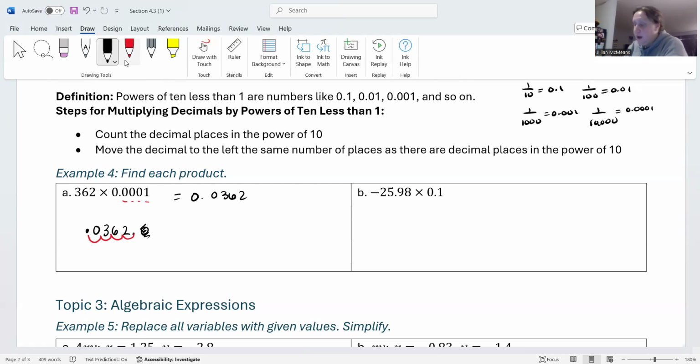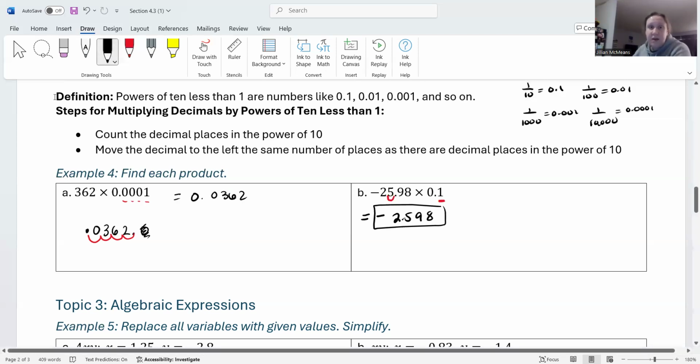Now, finally, for part B, we have negative 25.98 times 0.1. Now, if you multiply a positive and a negative, that's always going to be a negative. So this is going to equal negative something, okay? Now, 0.1 has only one decimal place. So that tells me I can only move my decimal to the left one time. So I end up with negative 2.598. And that's it. So if you find yourself feeling uncomfortable with the shortcuts of multiplying by powers of 10, that's okay. You can still multiply by powers of 10 greater or less than 1 traditionally, but these little shortcuts can be time savers, okay?